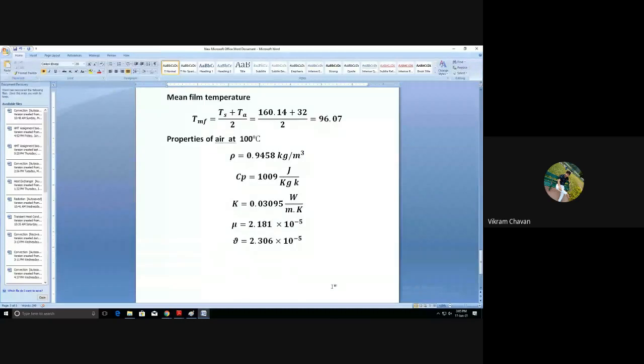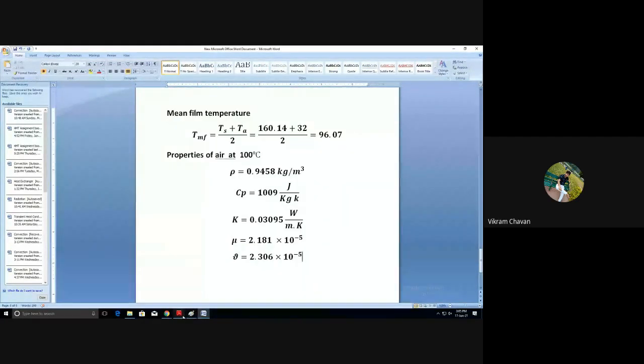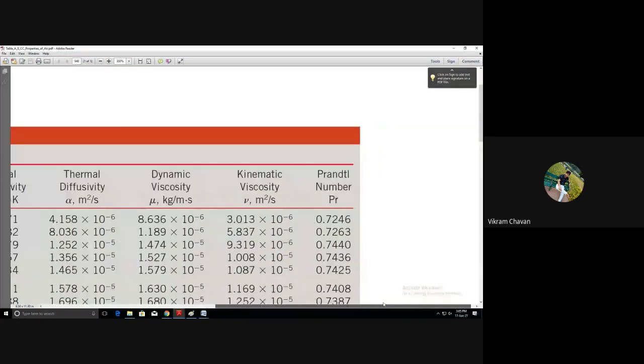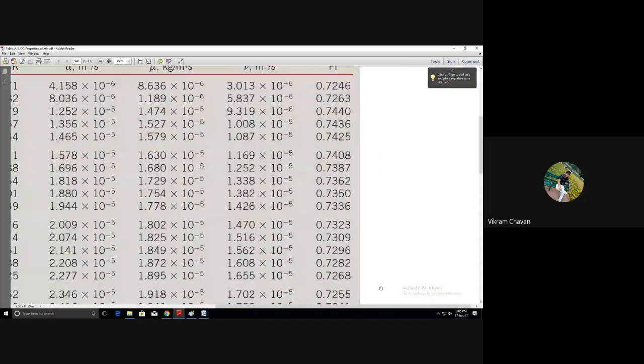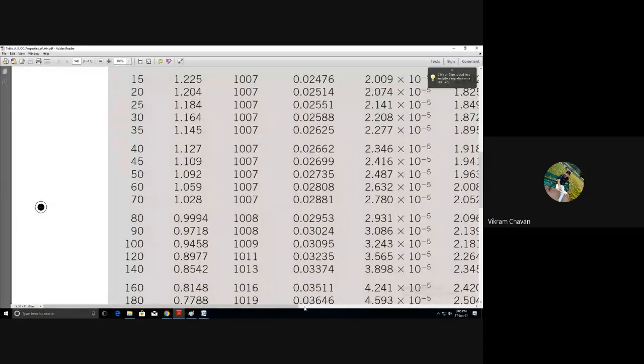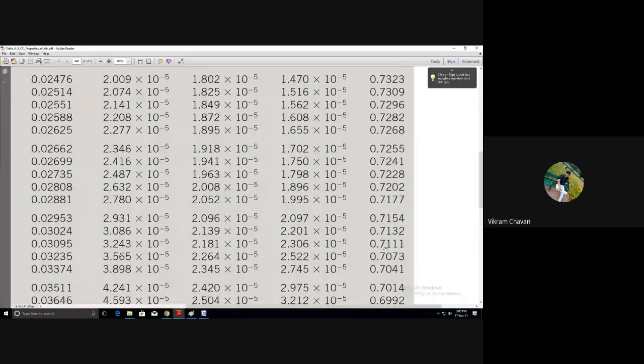Mu value is known. Then what is required? Kinematic viscosity also, and mu Cp divided by K, g beta delta T L cube divided by nu square. Then you can calculate, and you will also get the Prandtl number at the end. So the last value is the Prandtl number for 100 degrees Celsius. The Prandtl number is 0.7111.